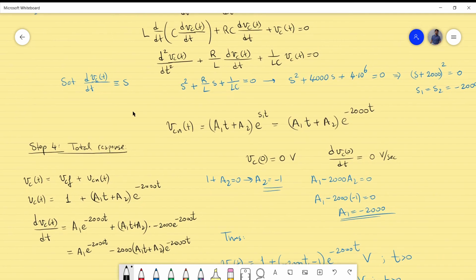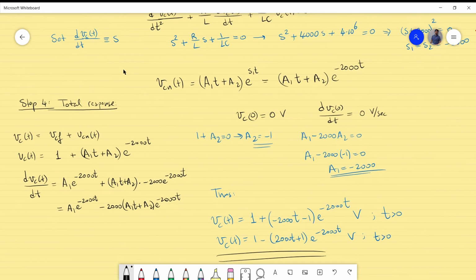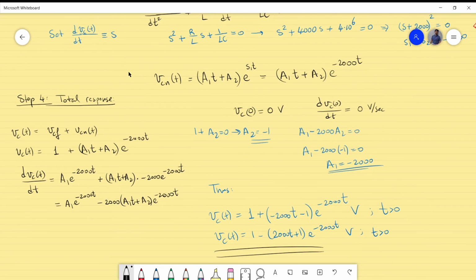So that was the first example. I will continue with the second example to clarify also the other responses for the second order circuits.